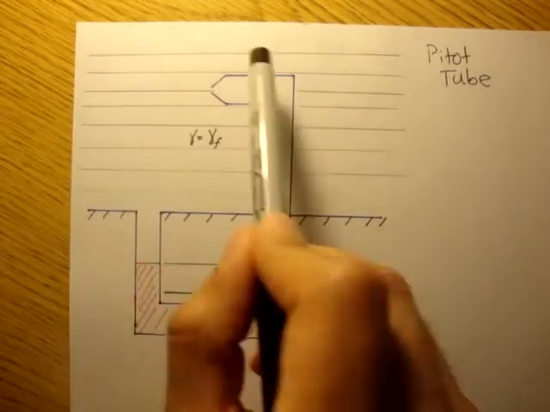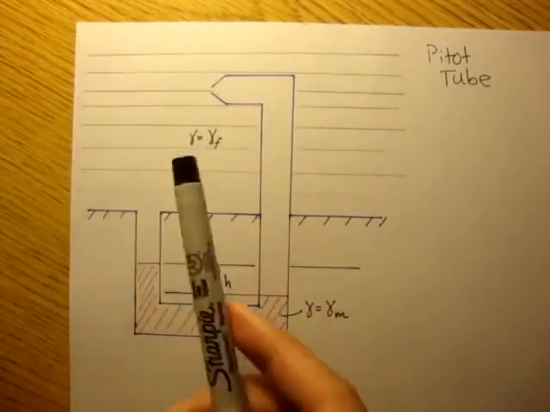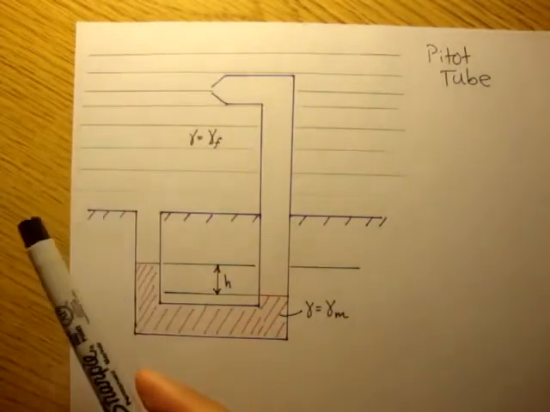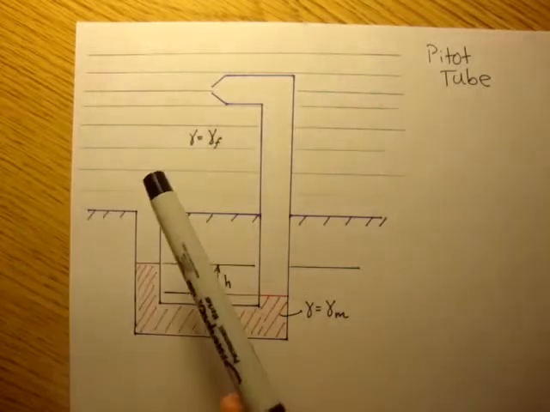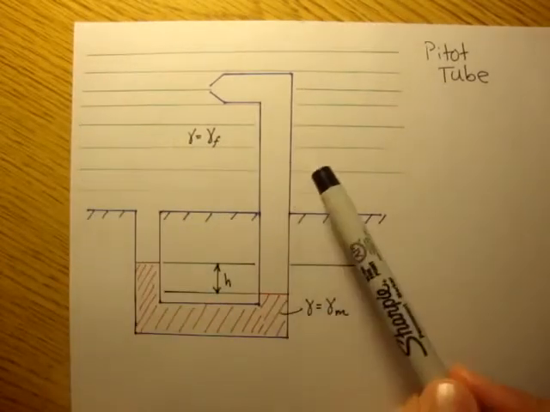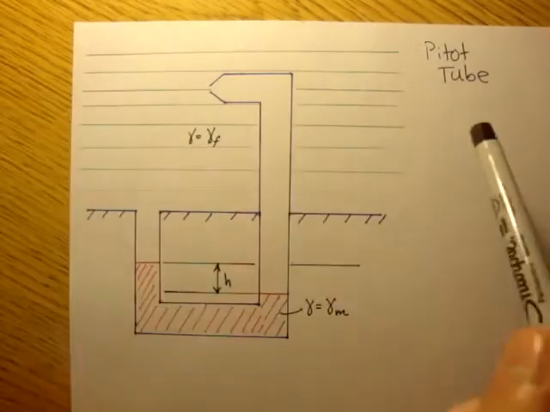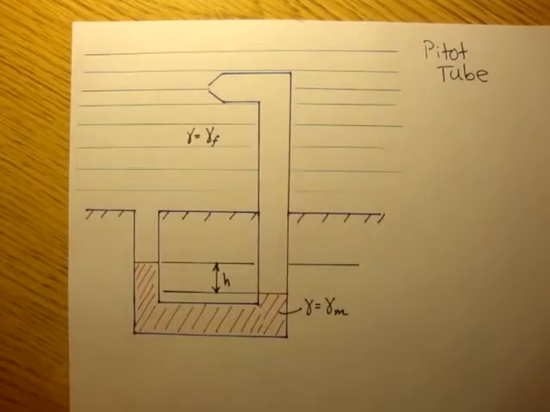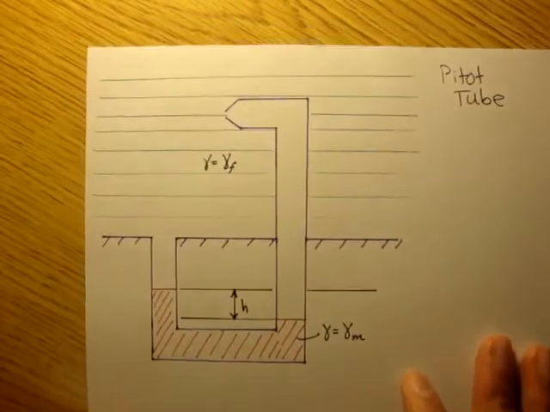So these streamlines can be caused by a variety of things. Maybe in this case there's an airplane moving this way, a really big airplane, and it's causing the air around it to move, and we want to find out the velocity of these streamlines or the fluid.